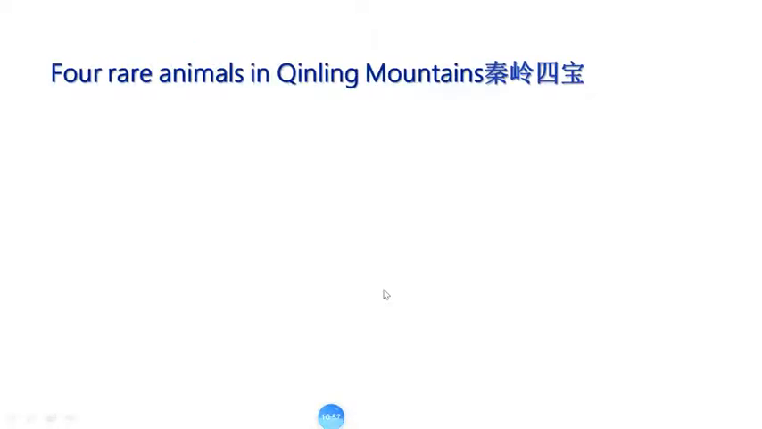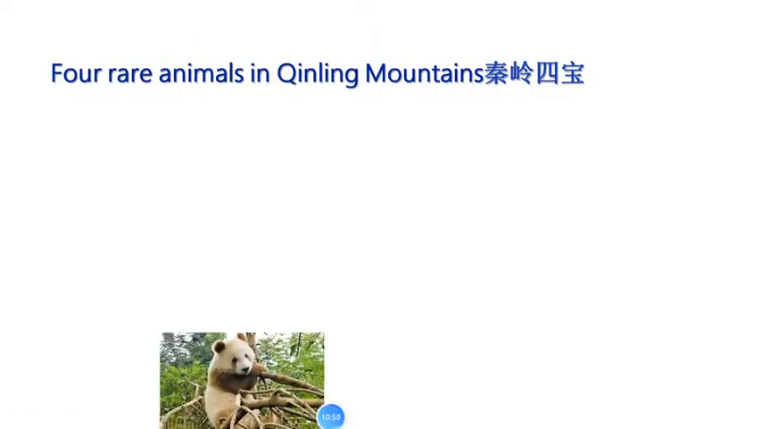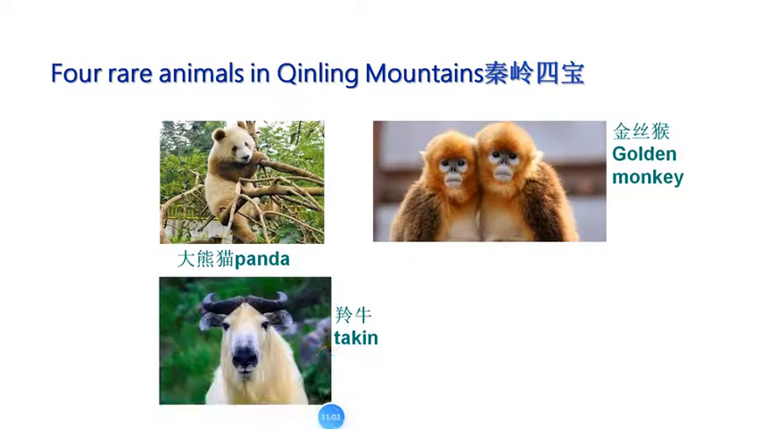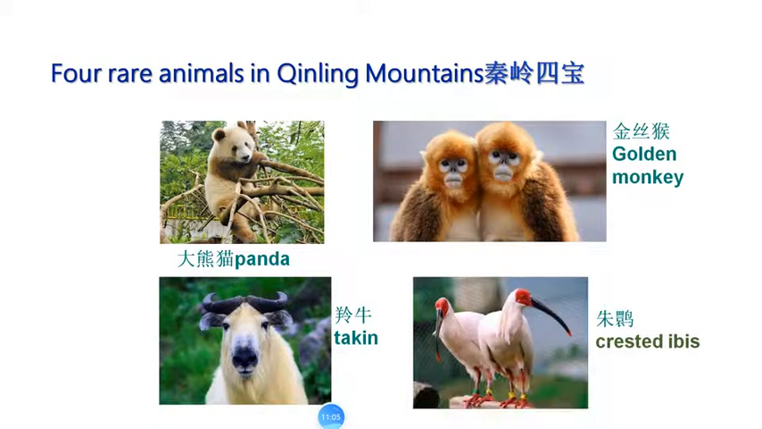Four rare animals in Qinling Mountains: giant panda, golden monkey, takin, crested ibis. So the takins here are believed to be the most handsome takins in China.